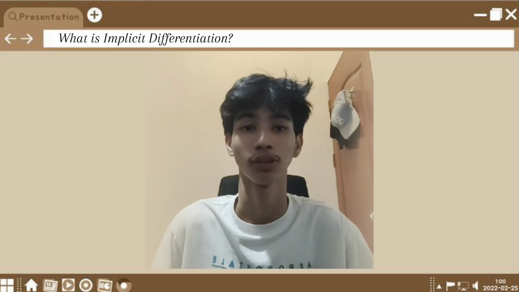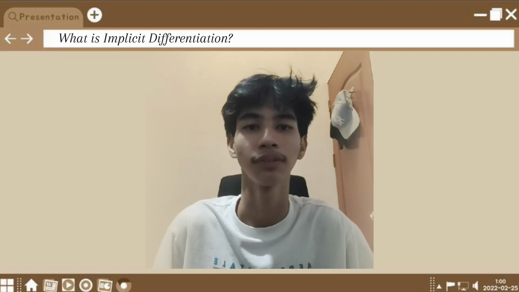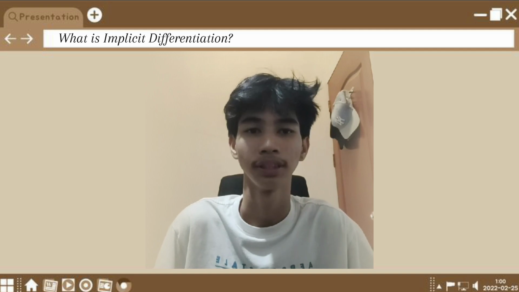Explicit differentiation is used when y is already written in terms of x, like y equals f of x. You just differentiate both sides normally. Implicit differentiation is used when y is mixed with x in an equation, like x squared plus y squared equals 25. Since y depends on x, you apply the chain rule when differentiating terms with y.